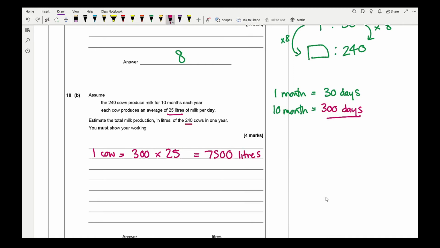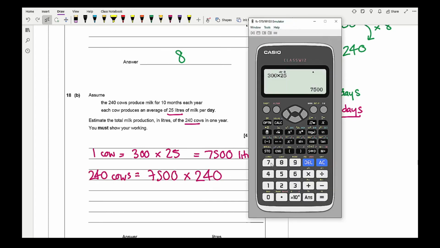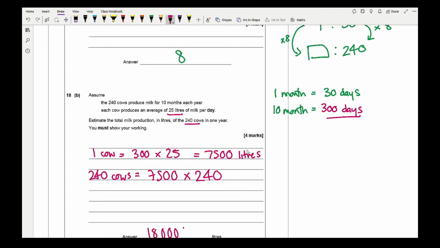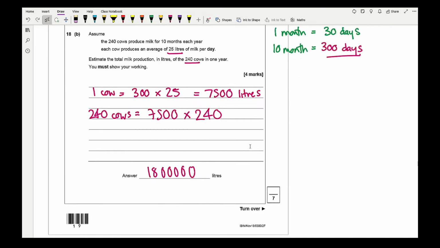And the question is asking for 240 cows. So 240 cows is going to be 7,500 times 240. And again, I'm going to type that into my calculator. 7,500 times 240 equals, and that's 18 with 5 zeros. So I'm going to write 18, 1, 2, 3, 4, 5, and there is my final answer.